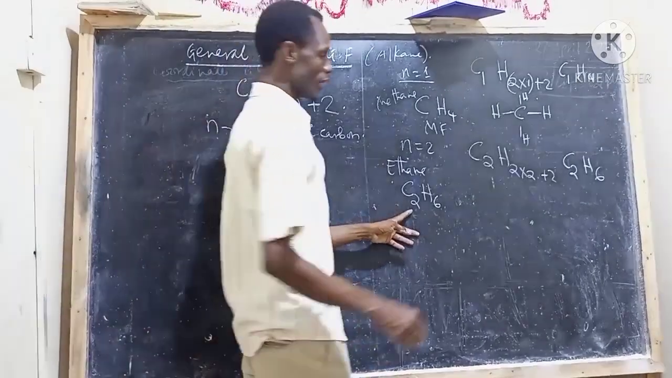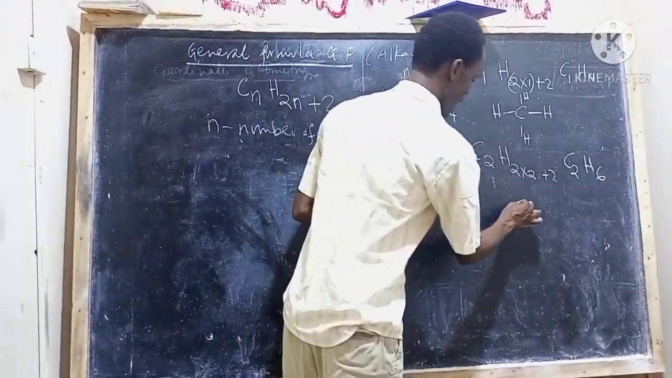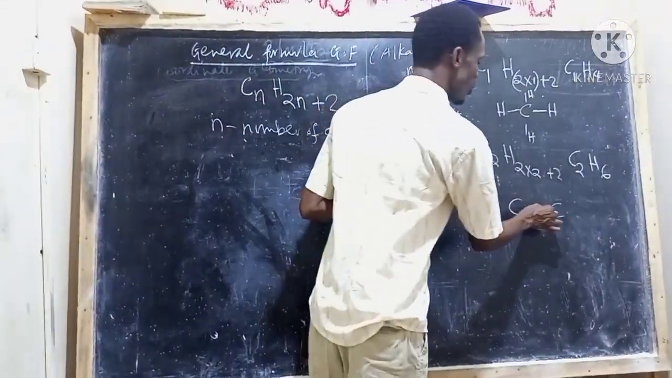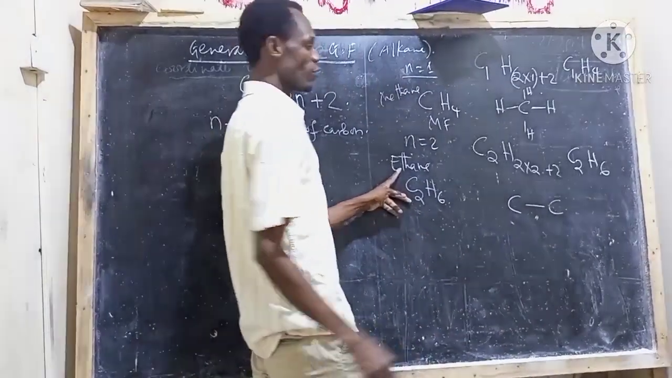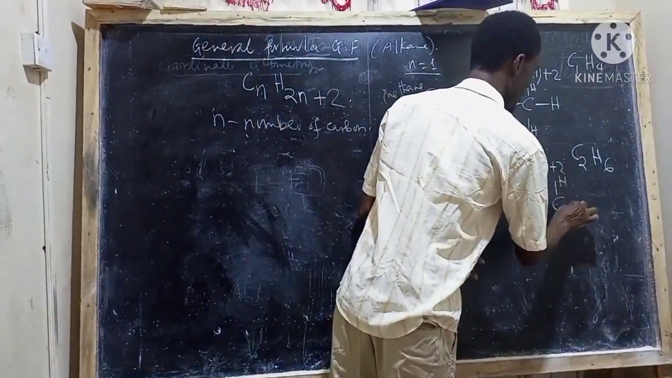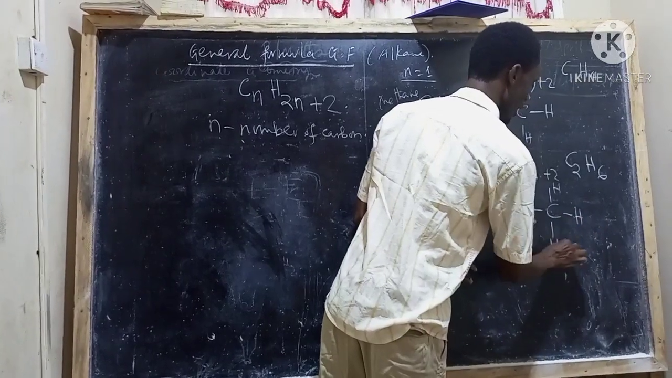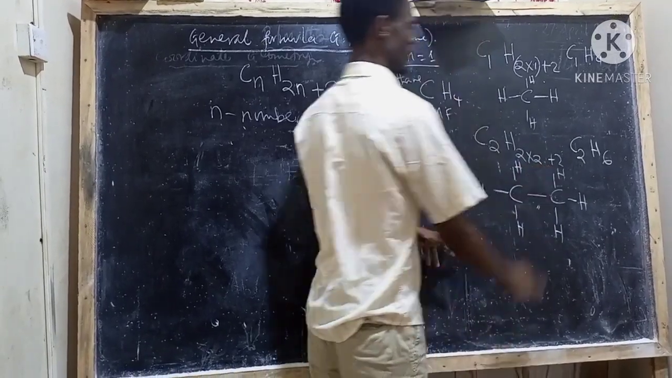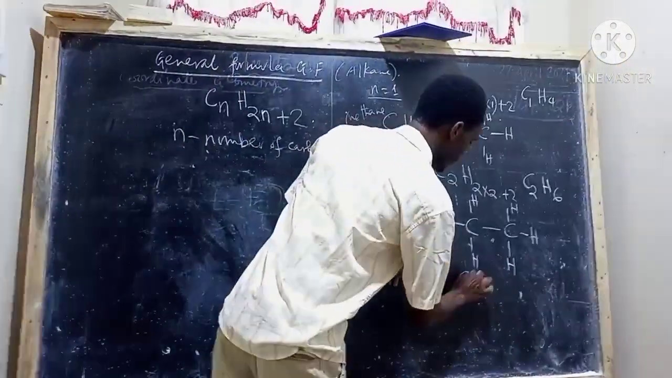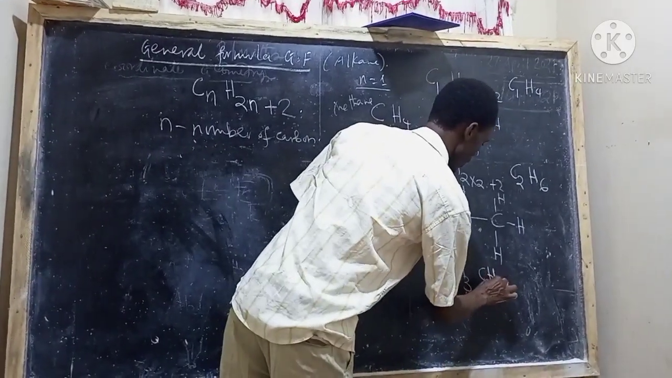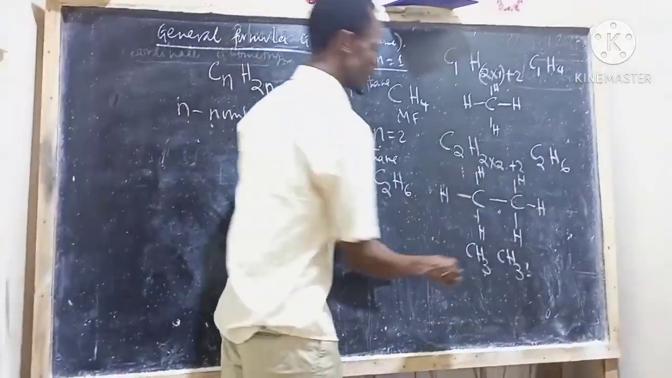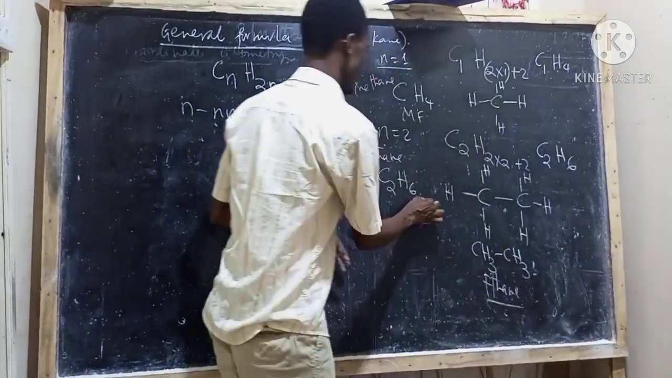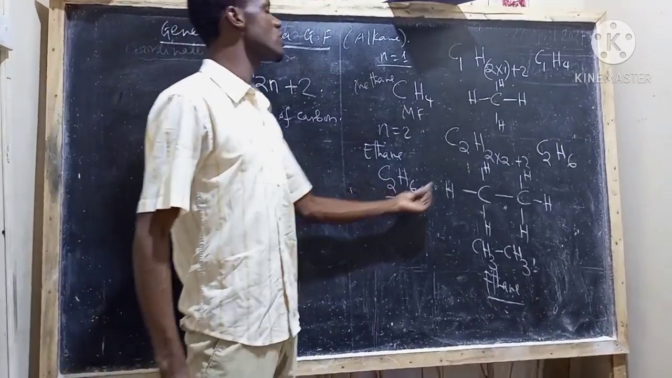Its structural formula is very simple. It has two carbons, 1 and 1. Because it is an alkane, those carbons are joined with a single bond. Therefore we have hydrogens attached: in short, 3 hydrogens on one side and 3 hydrogens on the other side. This is the structural formula for ethane, but the molecular formula for ethane is C2H6, and it is calculated by using the general formula.